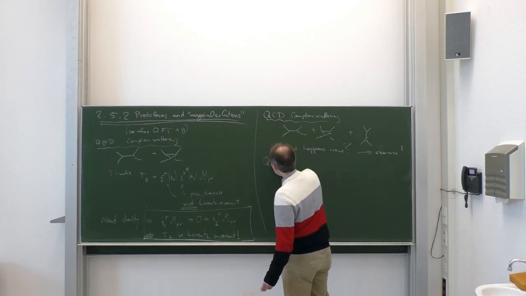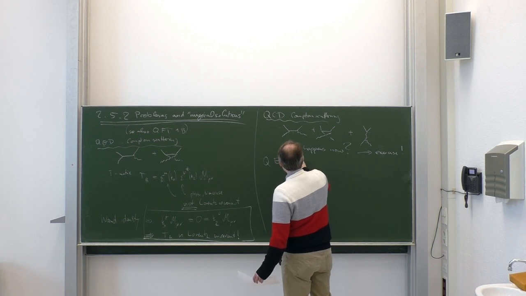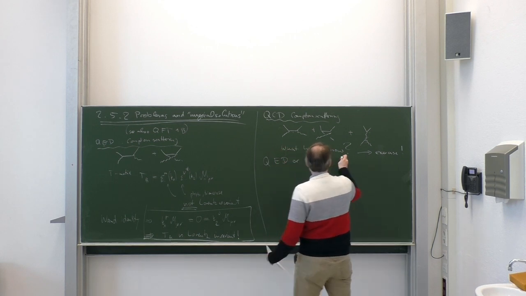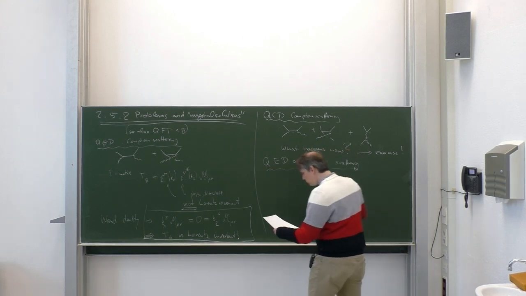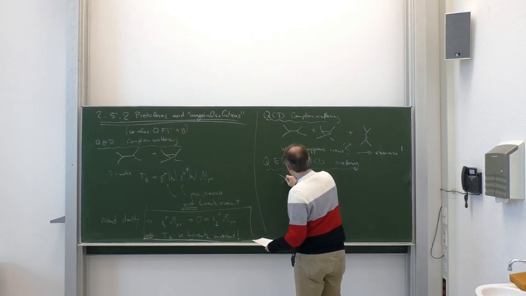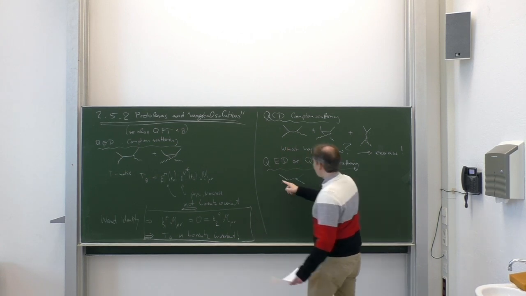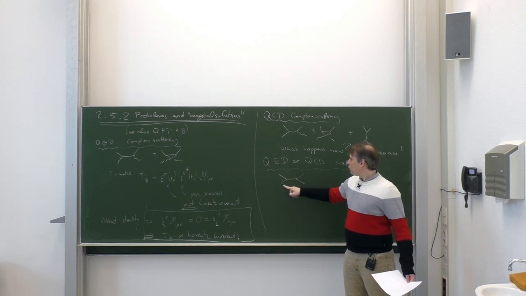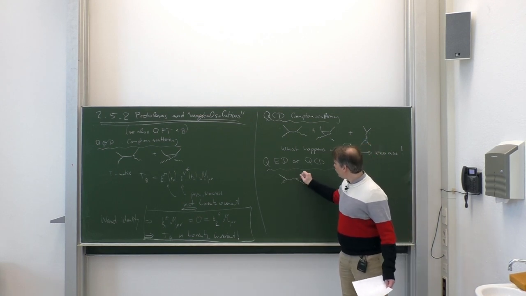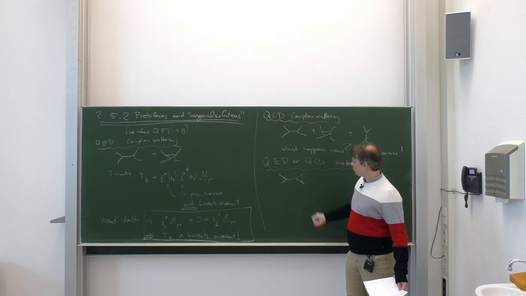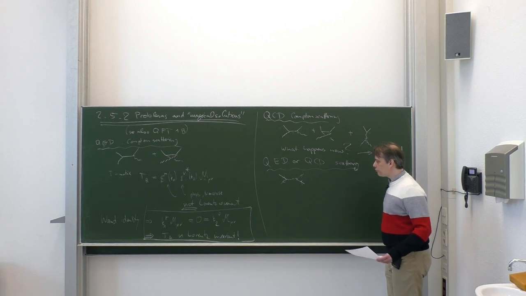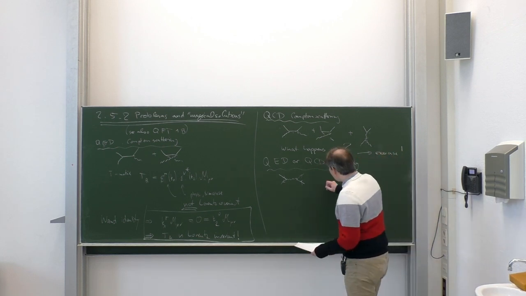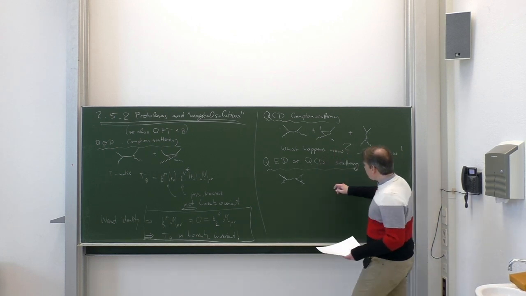Okay, next thing, QED or QCD, that is now the same, scattering for fermions. So let's do this. Just this process, fermion antifermion goes into fermion antifermion. There is just a single Feynman diagram, regardless whether you have QED or QCD. And the structure is the following.